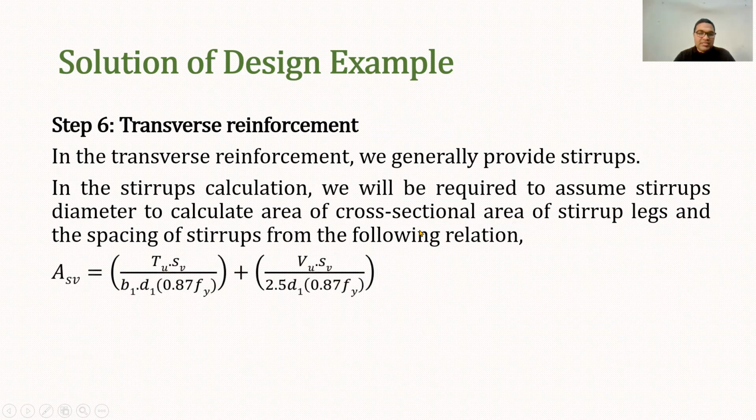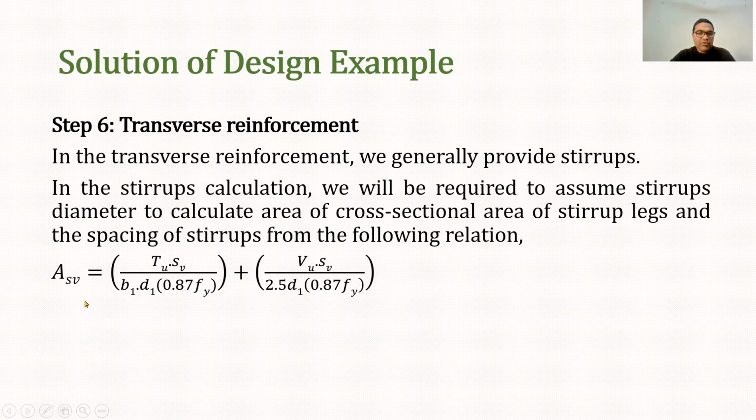Here in this problem, we are required to find out ASV. Other values can be calculated and then we will be required to find out SV. So first we need to find out ASV and then we will find out SV, by determining other parameters like Tu. Vu is already given. B1 and D1 will be calculated from the beam dimensions that I will show you. And Fy is already given in the question. We are using Fe415, so for Fe415, the Fy value will be 415 Newton per mm square.